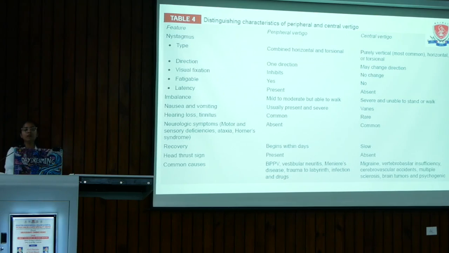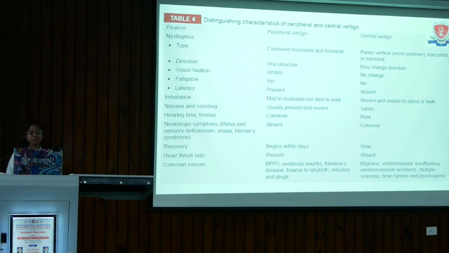Now, let's see how to differentiate clinically between peripheral vertigo and central vertigo. The nystagmus is of combined type, that is both the horizontal and the torsional variety. It is in one direction. It is inhibited on visual fixation. It is fatigable and latency is present in the peripheral variety, whereas in the central vertigo it is purely vertical. It may change the direction, no change on optic fixation, and fatigability and latency are absent.